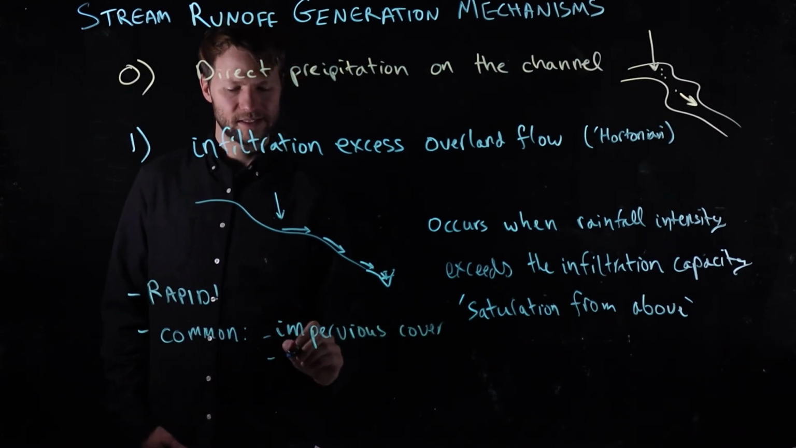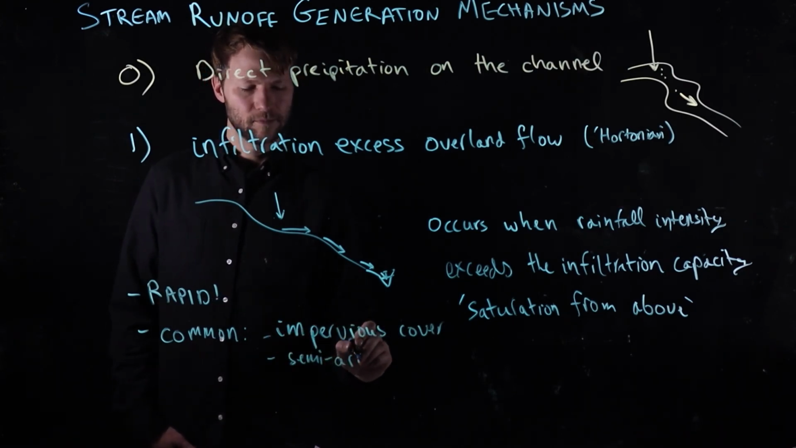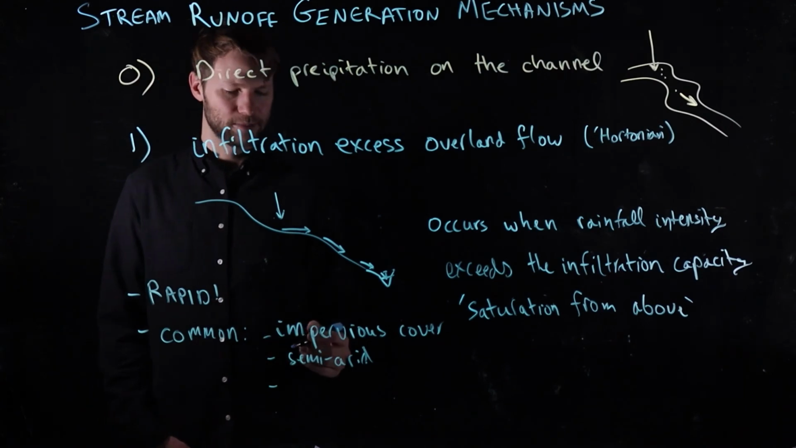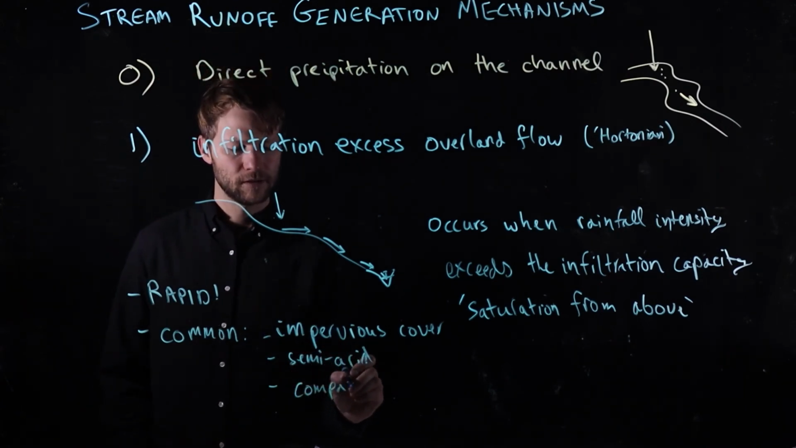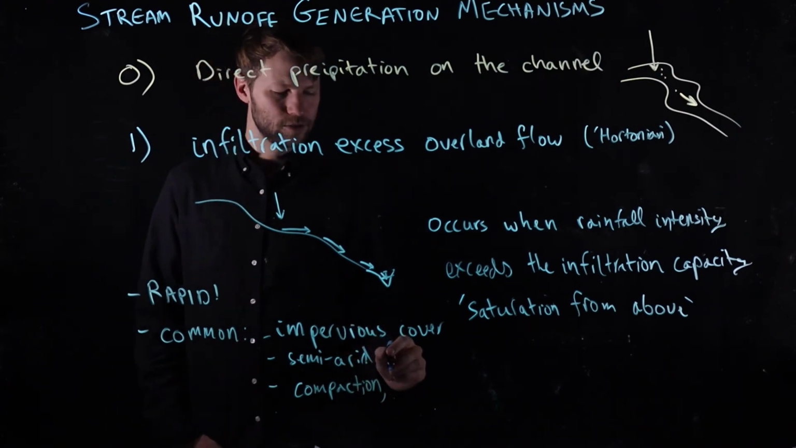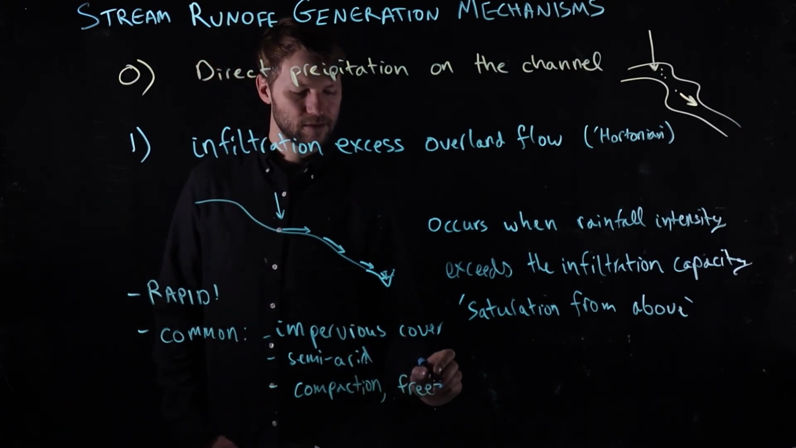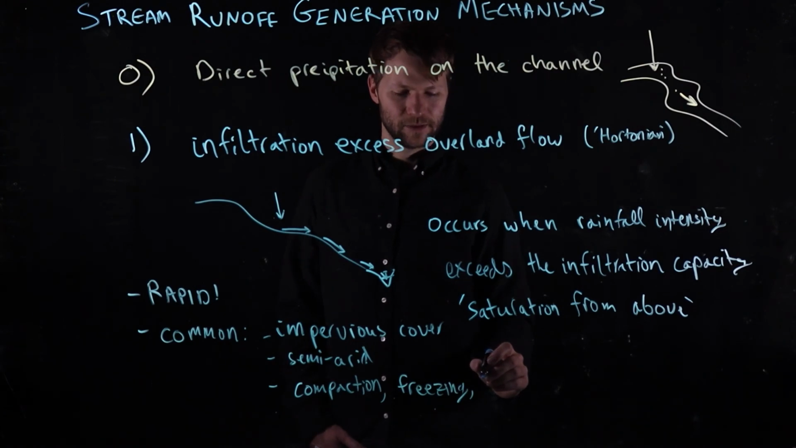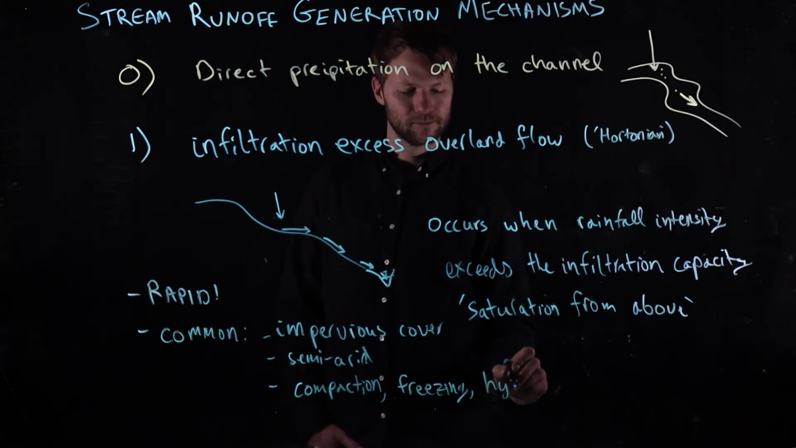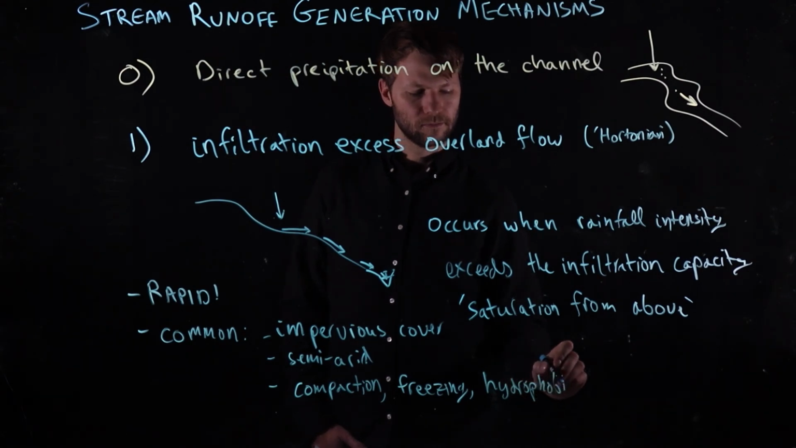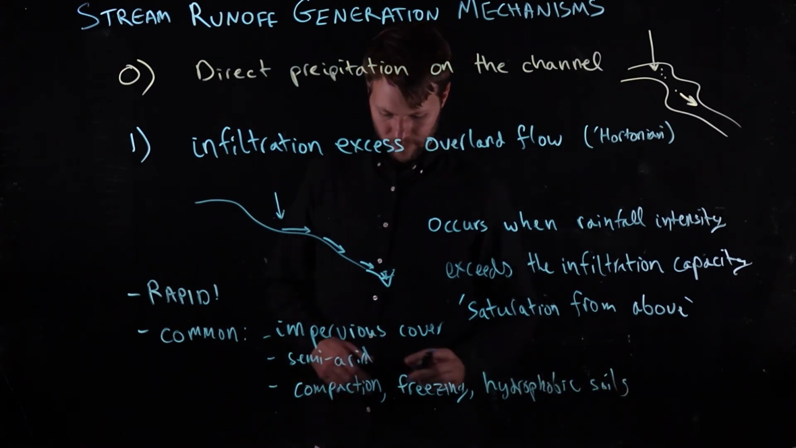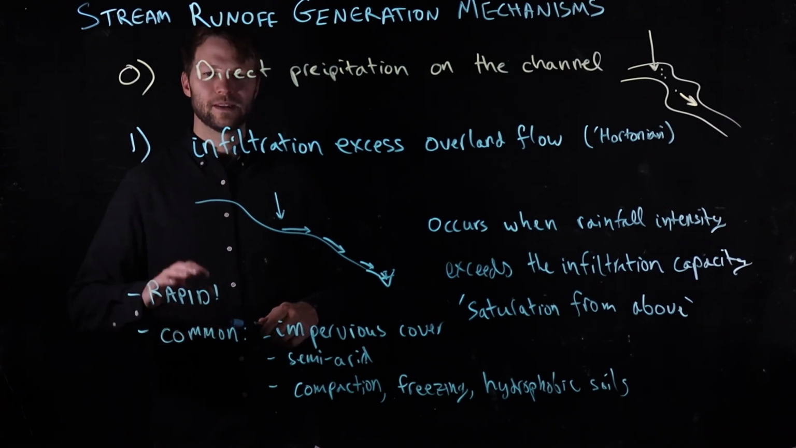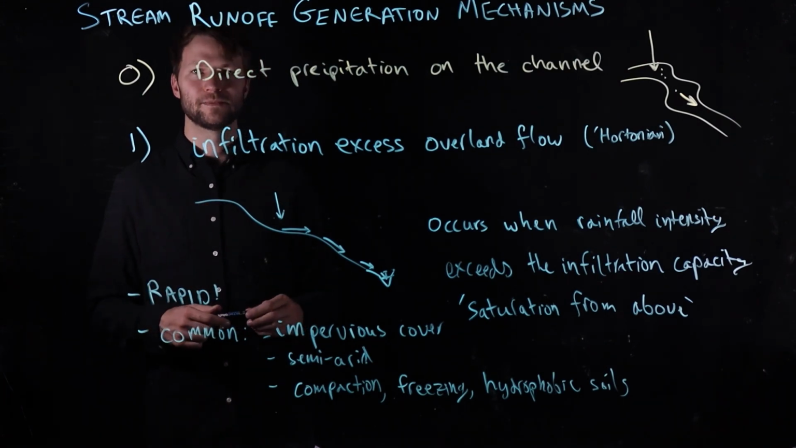It's common in semi-arid environments. It's common in places where the infiltration capacity has been reduced due to anthropogenic activity like compaction, or temporarily due to things like the freezing of the ground surface so that water can't infiltrate, or perhaps after a fire when you have hydrophobic soils. So these are some of the places where we expect to find this particular type of overland flow. And again, we'll contrast this with the other runoff generation mechanisms that we'll talk about next.